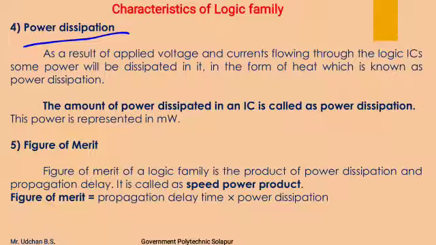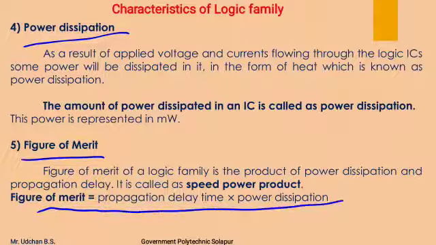The amount of power dissipated in an IC is called power dissipation and it is measured or represented in the form of milliwatts. The next characteristic is figure of merit. Figure of merit of a logic family is the product of power dissipation and propagation delay. It is also called the speed power product. Mathematically, the figure of merit is represented over here. It is nothing but the product of propagation delay time and power dissipation.